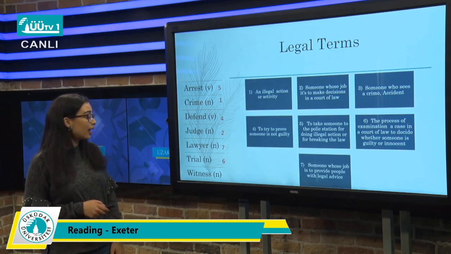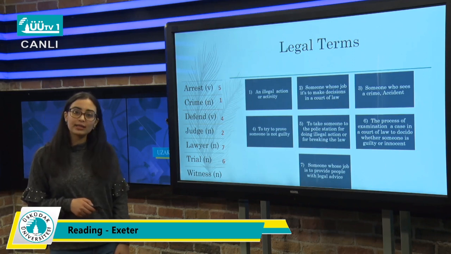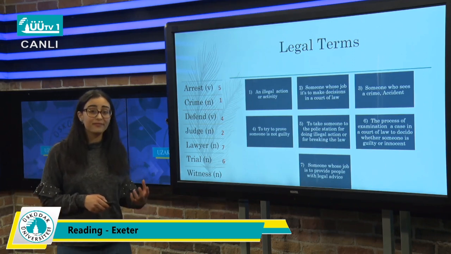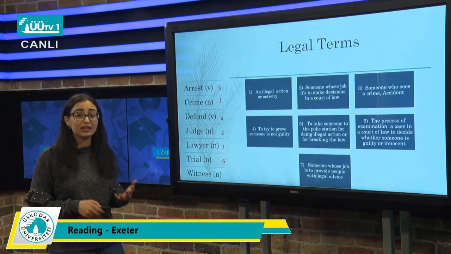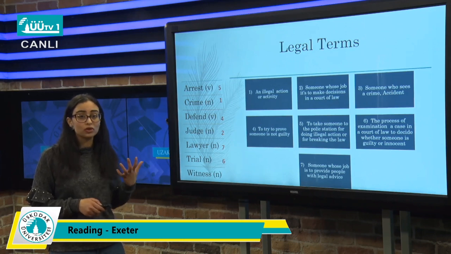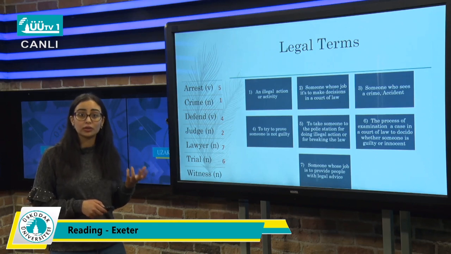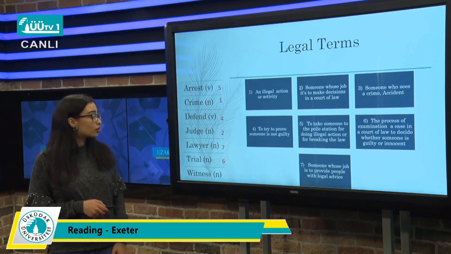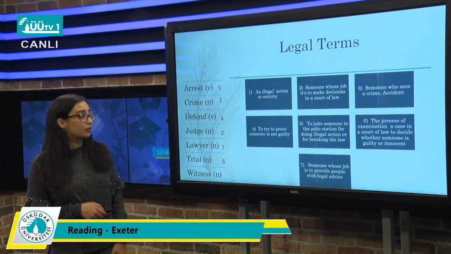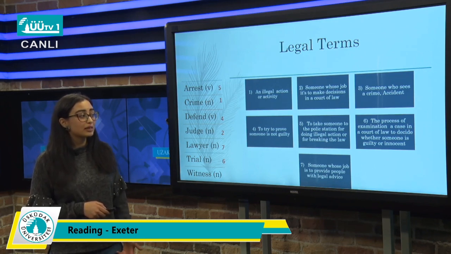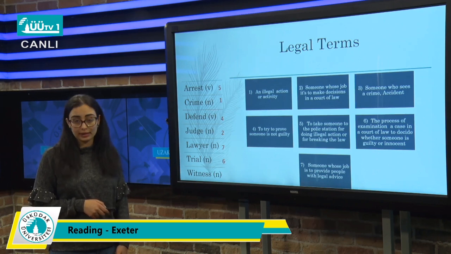Okay, so trial is actually a noun, and trial is the action or the event of investigating the criminal. So we have the judge, we have the lawyer, we have the one who did the crime, and we have this scene which is called trial. So trial goes with number 6, which is the process of examining a case in a court of law to decide whether someone is guilty or innocent.